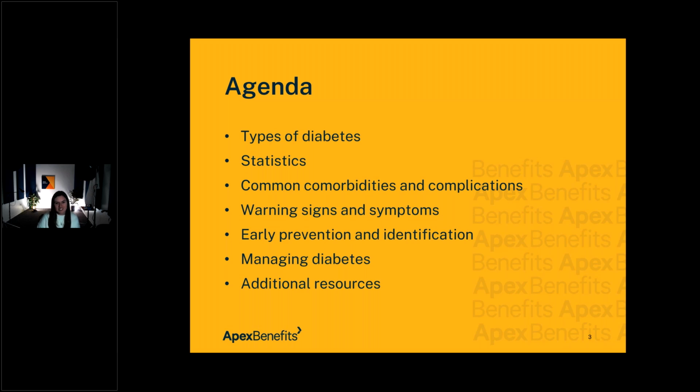We're going to talk about statistics to really make you guys aware of why we're even spending time on the conversation today. Talk a little bit about comorbidities that go along with diabetes and some side effects you might see for continued high blood glucose levels. We're going to talk about warning signs and symptoms. So we say type 2 diabetes can actually be a silent killer. Some people don't even know that they have it. And so what are symptoms that we should start to be aware of before they get serious?